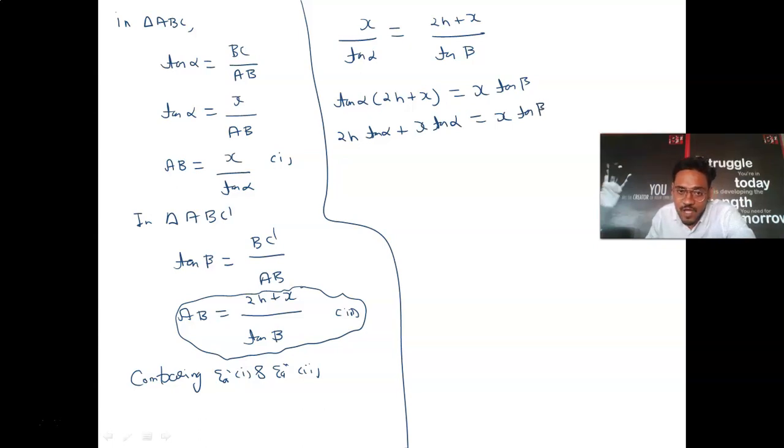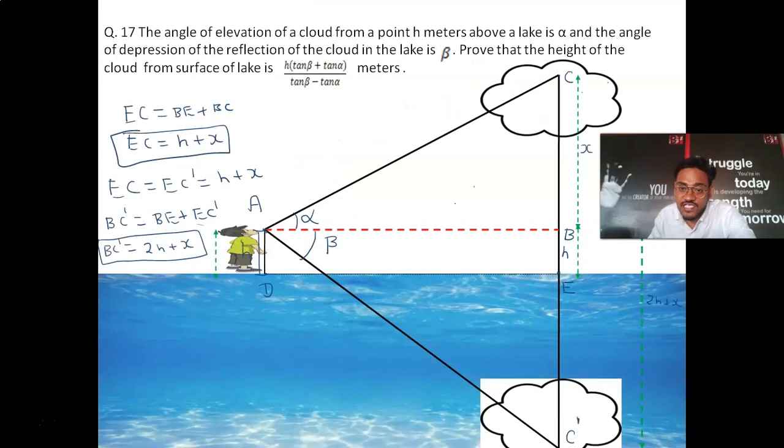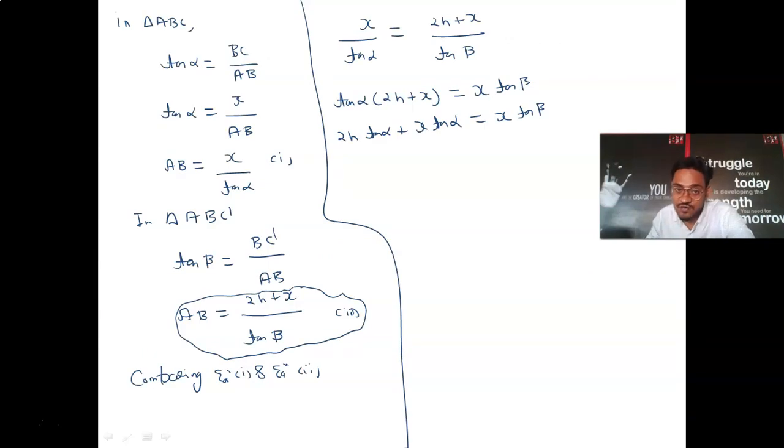Clear, students? Now students, I want H plus X. Why? Just check the question. We have to find the height of the cloud from the surface of the lake, that is EC, and EC is nothing but H plus X. So we need H plus X. Okay, let me solve it for H first, then I will be adding X. So if I further simplify, it is 2H tan alpha is equal to X tan beta minus X tan alpha. I just transposed this X tan alpha to the right hand side.